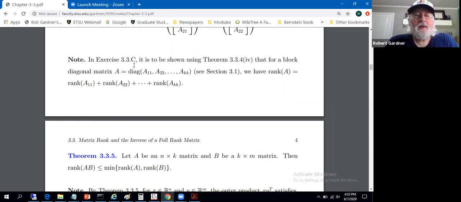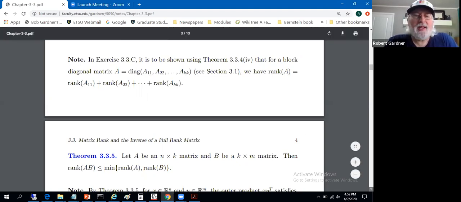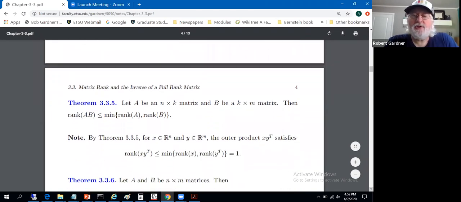Okay, one of the exercises lets you deal with a block diagonal matrix we mentioned in passing. That's where we have a matrix A, and it's partitioned, but we have these square matrices along the diagonal. And then the claim is the rank of A is the sum of the ranks of those matrices along the diagonal. So somewhat related to what we have here, maybe a generalization of what we have here.